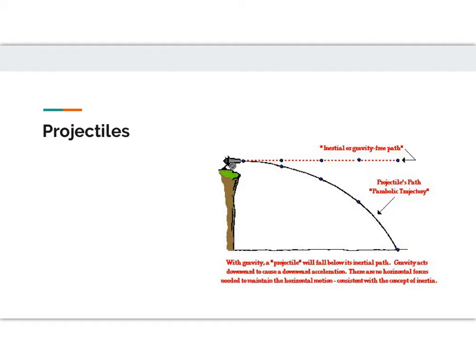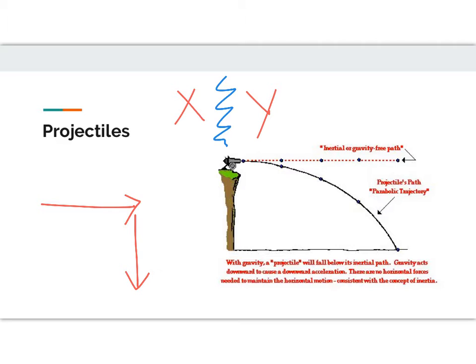Let's talk a little bit about what projectiles are. Projectiles are anything that's going in the x direction and the y direction. The most important part about projectiles is that my x is independent of my y. They are in different universes, different sides, okay? Whatever happens in the x is different from the y.